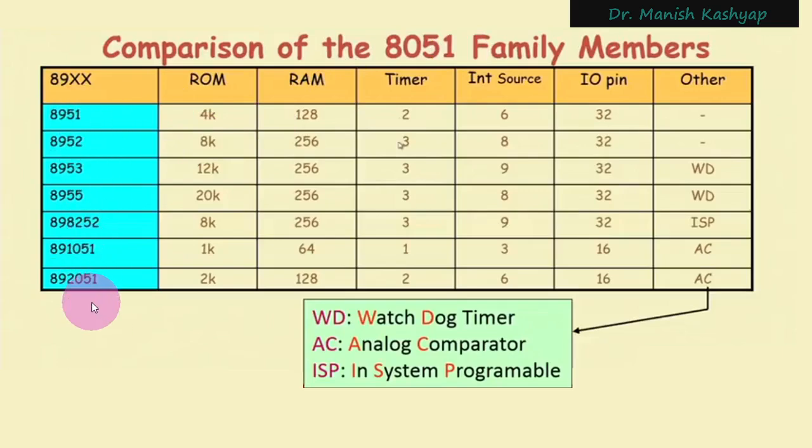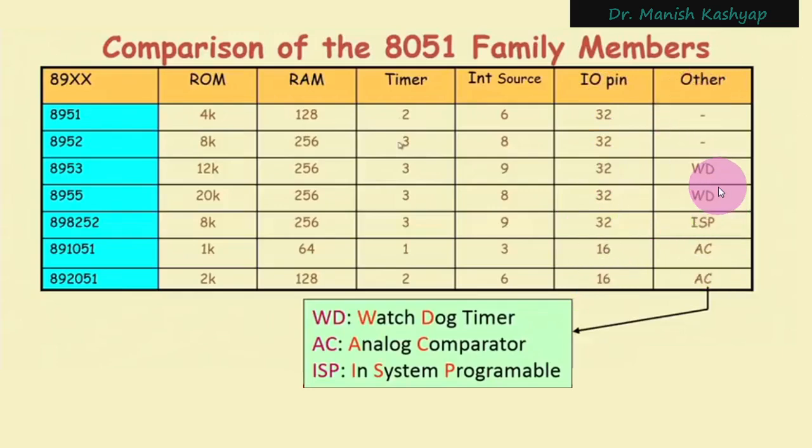You do not need to remember them, but you can see that they differ in their ROM and RAM sizes, right? The size of ROM and RAM is different, and the number of timers available is also different. Then the sources of interrupts are also different. Somewhere they can go up to 9, and somewhere they're as low as 3. And for IO pins, most of them have 32 IO pins, however, some of them have 16.